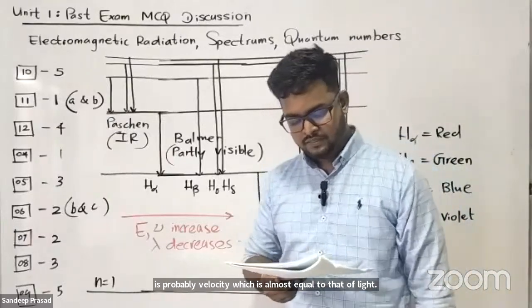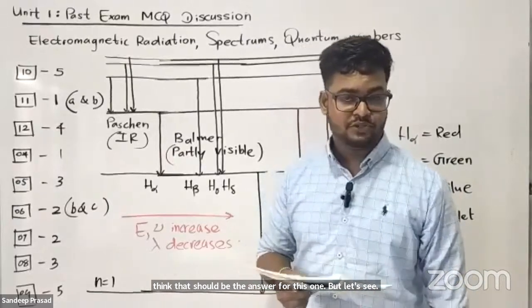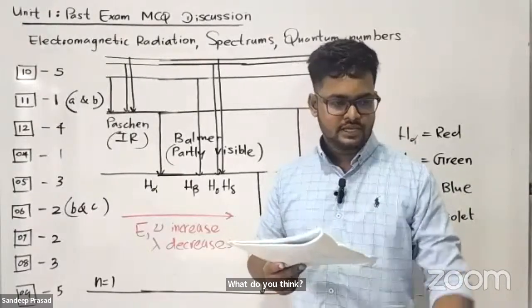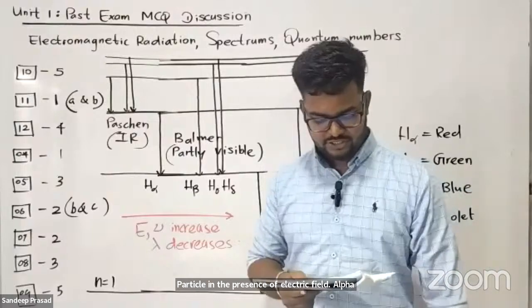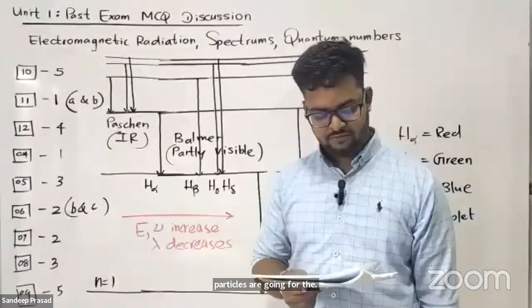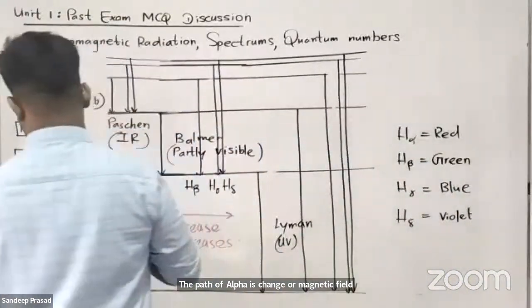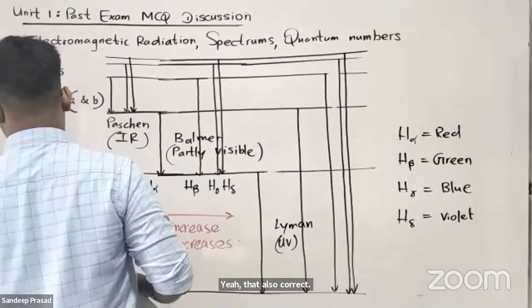But let's see. The path of alpha rays is changed by electric fields. What do you think? Yeah, that's correct, because alpha rays are positively charged particles. In the presence of an electric field, alpha particles go toward the negatively charged plate. The path of alpha rays is changed by magnetic field. Yeah, that's also correct. Question number 13, answer is the third one.